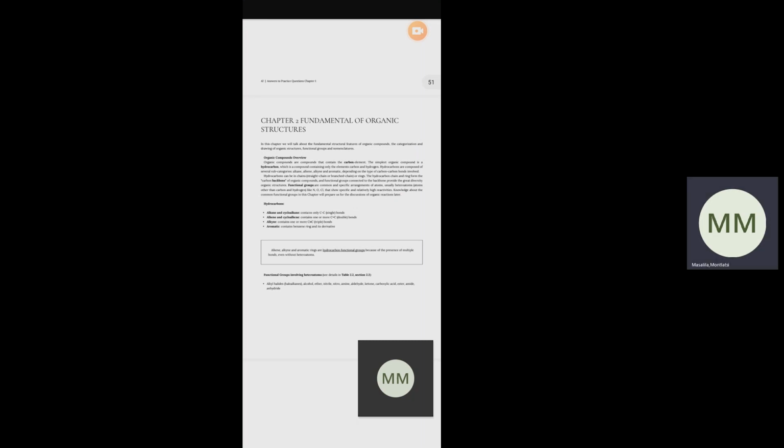In this chapter we are going to talk about the fundamental structures of organic compounds, the categorization, drawing organic structures, functional groups, and the nomenclature. We need to know that organic compounds are compounds which contain the carbon element.